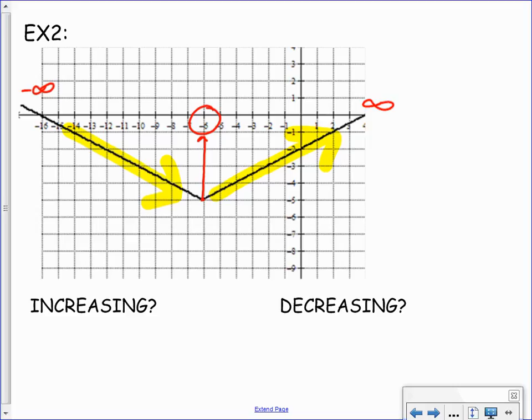So you can say that from negative infinity to -6, the graph decreases. So from this way on, it decreases. And then from -6 to infinity, notice I didn't put the equal sign for the infinity part.